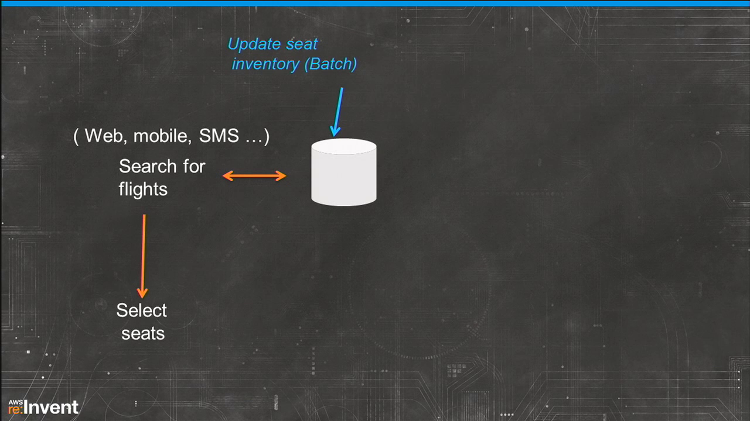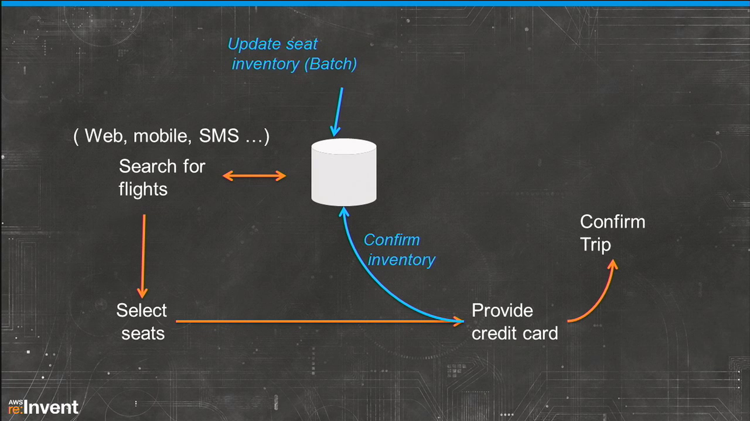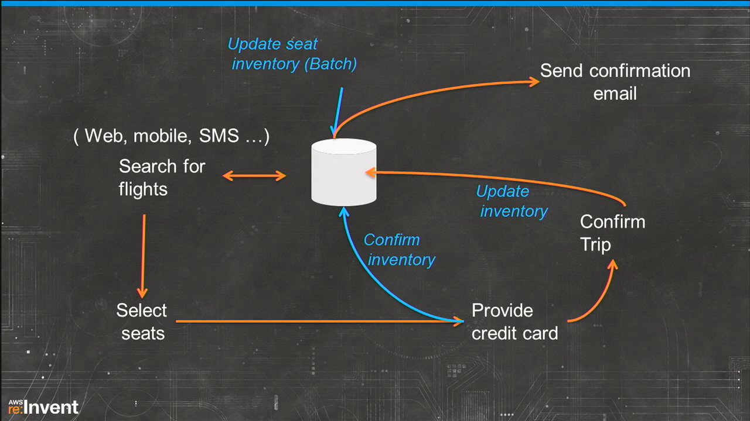You might have then selected seats, provided your credit card information. The system would then have tried to confirm that the inventory was still available, in the case that someone else may have selected that exact seat and flight combination. You would have then confirmed your trip. The system would have finally updated the inventory to make sure that that combination was no longer available, and at the end send out a confirmation email and hopefully guaranteed you a seat when you showed up at the airport.